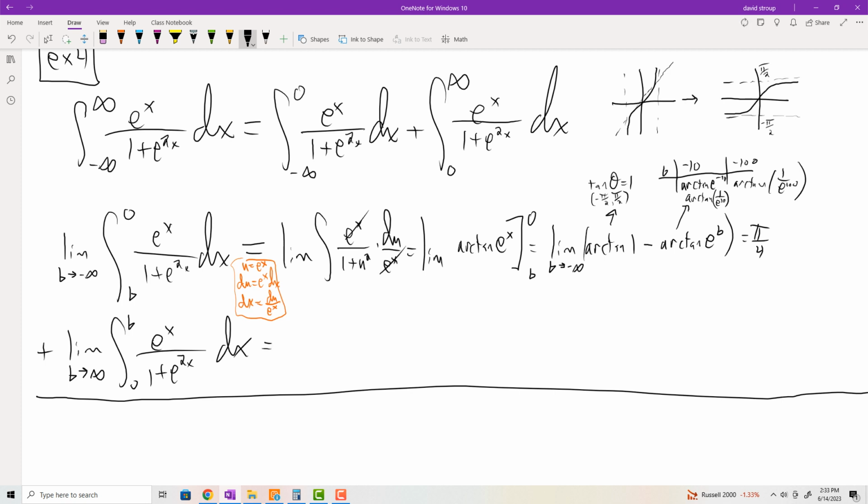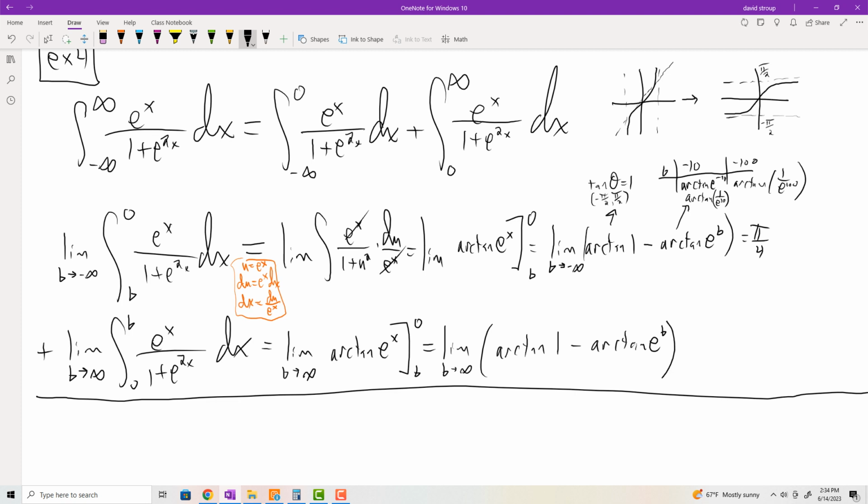So far so good. We have to continue and do the other one now. So it'd be the integral of, well, we already know how it's going to integrate out. So that's helpful. This will just be the limit as b goes to infinity of, again, arctan of e to the x. And this time we're going from b to 0. So this will be the limit as b goes to infinity of arctan of 1, which is pi over 4 again, minus arctan of e to the b.